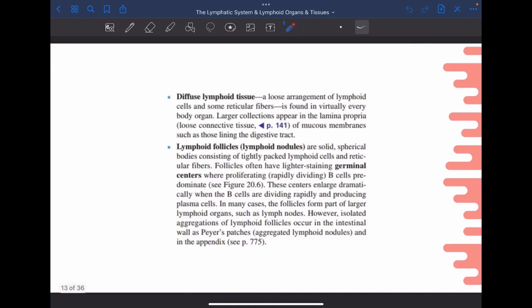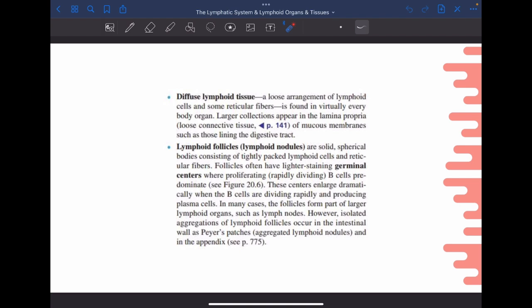The lymphoid tissues in our body present in two main ways. They come in different packages, and they present as two main types. They present as diffuse lymphoid tissue, and they present as lymphoid follicles or lymphoid nodules. The diffuse lymphoid tissue, as the name suggests, is not really compact, it's diffuse. It's a loose arrangement of the cells, with some reticular fibers, and so on. It's found almost everywhere in every single organ, essentially a collection or a loose arrangement of these lymphoid cells.